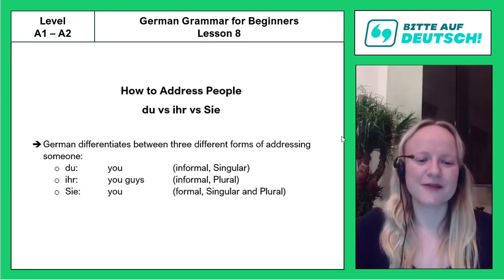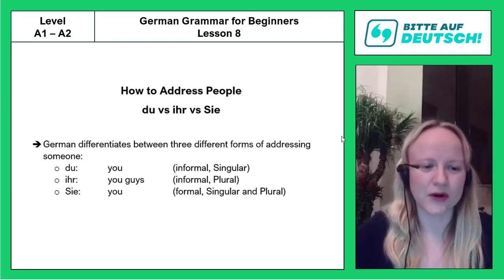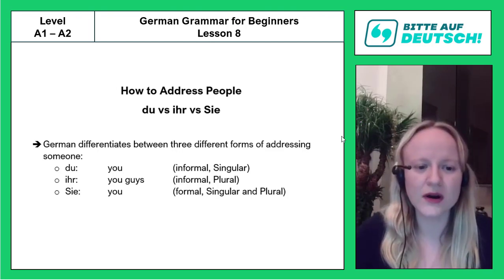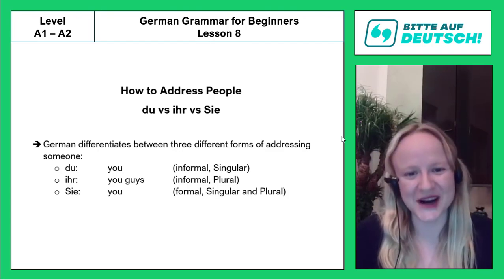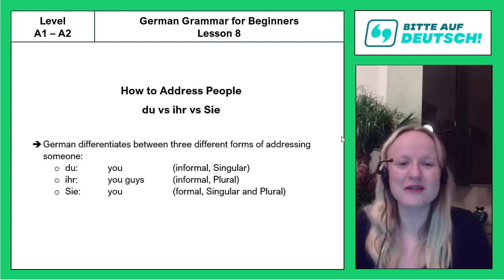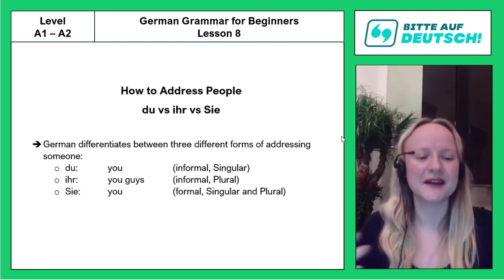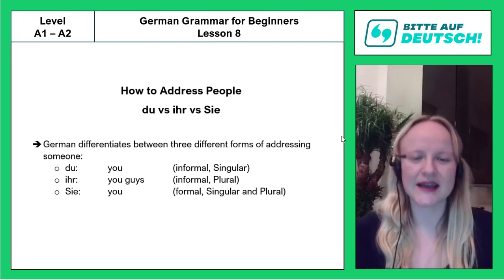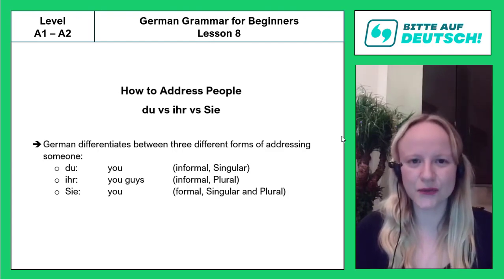The German language differentiates between 3 different forms of addressing someone. The first one, du, like all of them, means you. When you translate into English, all of them are going to be translated as you. However, when we use du, we are addressing a single person informally.